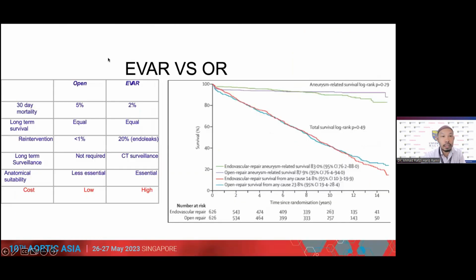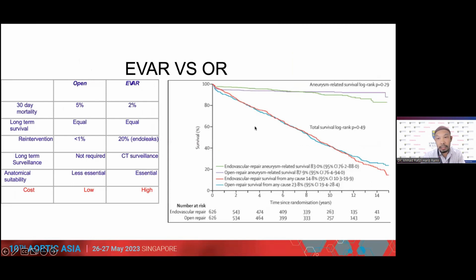Okay, so just a snapshot about the comparison. I think for EVAR, even though the treatment looks great, and it has lower 30-day mortality, the re-intervention rate is a bit on the high side. It's about 20%, and it needs lifelong surveillance, whereas open repair doesn't really need lifelong surveillance.